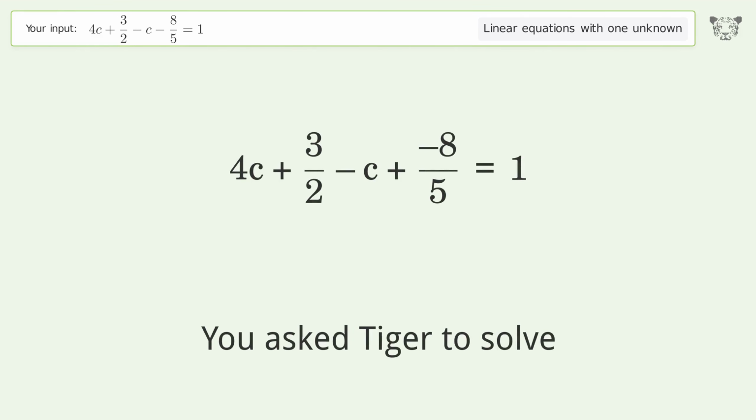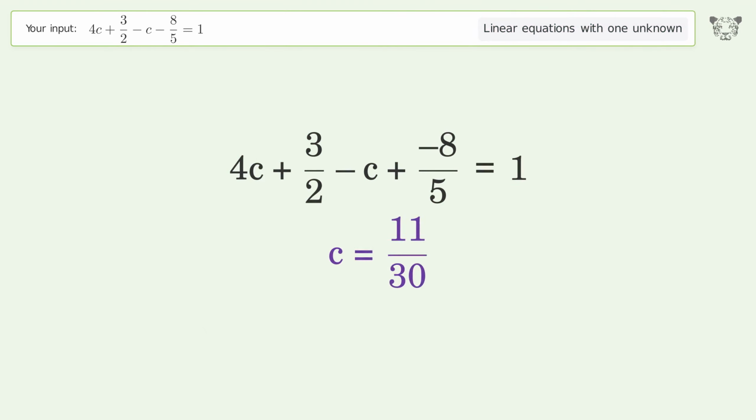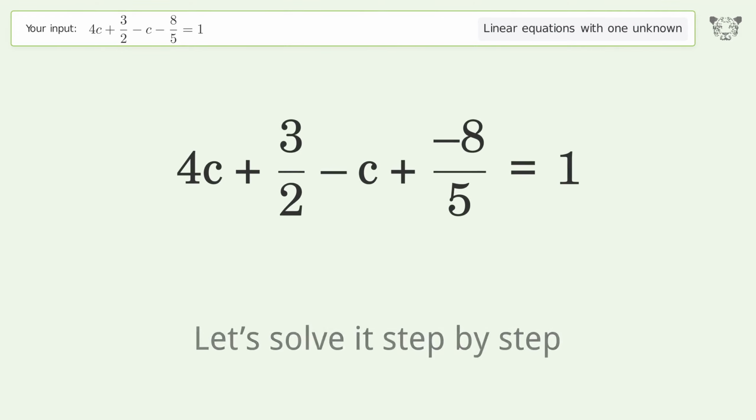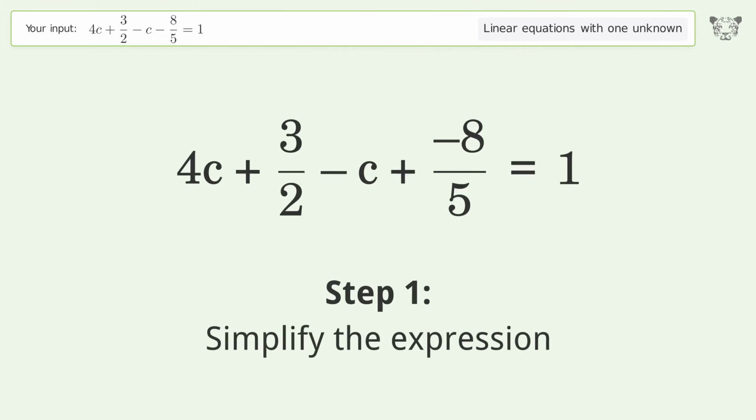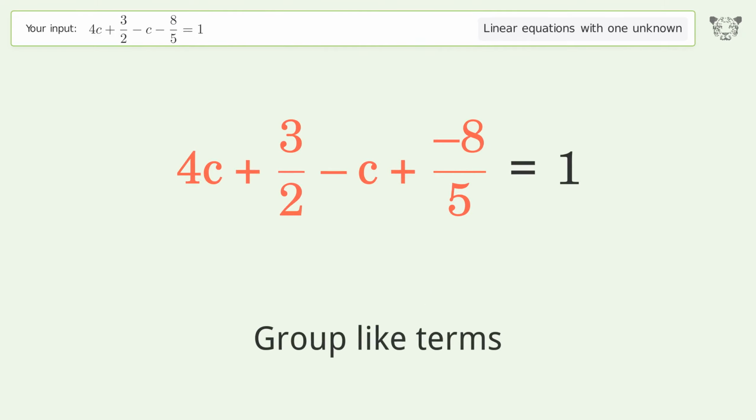You ask Tiger to solve this. It deals with linear equations with one unknown. The final result is c equals 11/30. Let's solve it step by step. Simplify the expression. Group like terms.